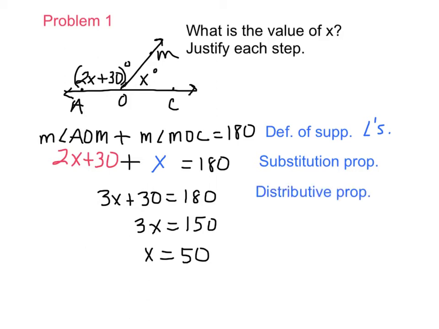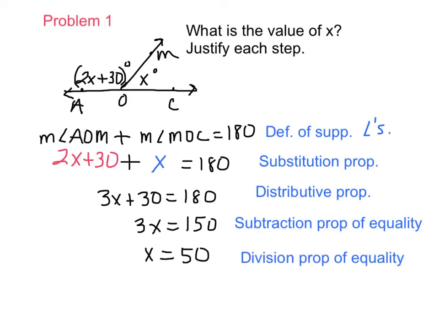The next thing is I combine like terms. Combining like terms is almost like undistributing, so we did use distributive property there. I then subtracted 30 on both sides, and subtracting 30 on both sides is called the subtraction property of equality. And lastly, I divided both sides by 3, which is the division property of equality. So on the left is all of your work to show that x equals 50, and on the right is your justification.